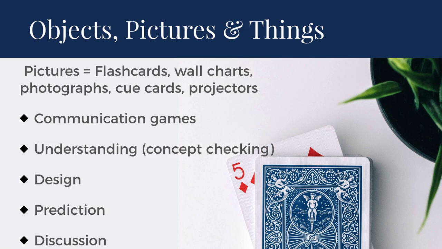You can also use pictures for prediction, so you can look at an image and say, well, what's going on here? What do you think is going to happen? And a discussion as well. You can look at an image and say, well, what do you think is going on in this image? So I like to start off my class and say, well, look at this image. What do you think is going on? What do you think is going to happen? Using it as a point of discussion.